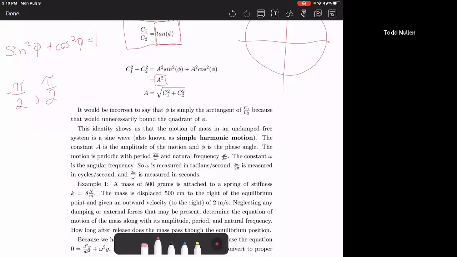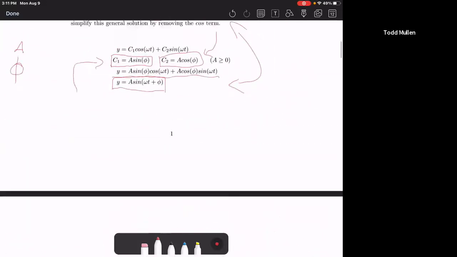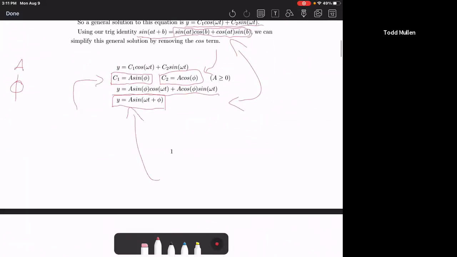Okay, this identity shows us that the motion of mass in an undamped free system is a sine wave, also known as simple harmonic motion. So this is fairly simple. The fact that what we have can be broken down into just a sine wave, because if you'll look back, that's all we have here. It's some constant times sine of something else, some variable. It's a constant omega times our variable t plus another constant.